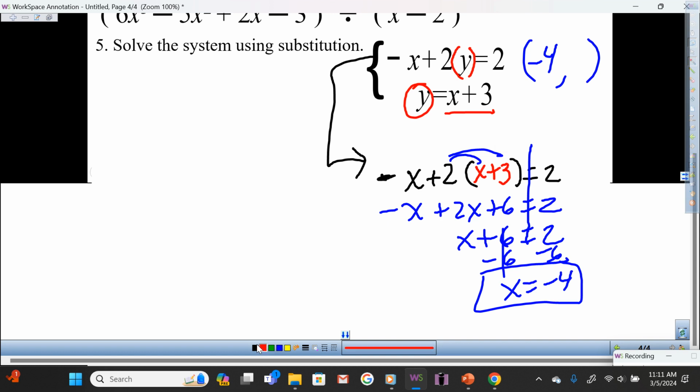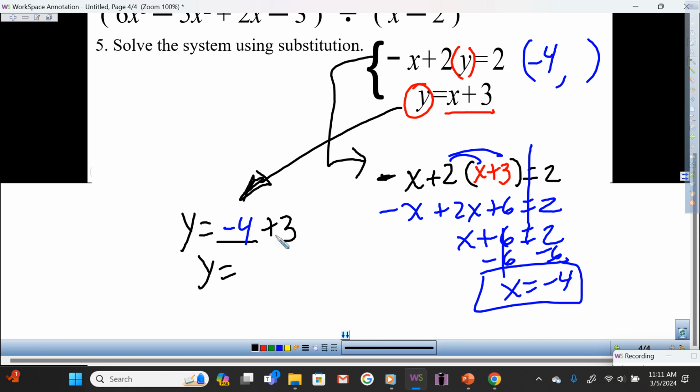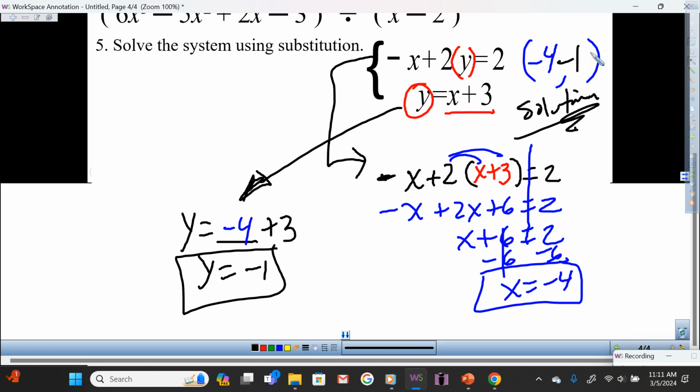That means I'm going to take one of the two equations. Which one do you want me to use, Martin? The top one or the bottom one? All right, so let's use the bottom one. So we're going to write y equals blank plus 3. Instead of blank, we write negative 4. That means y equals negative 1. This is my solution. But also, what does that mean? Tell your neighbor, remind your neighbor, what does that mean in regards to those two equations? What does that mean?